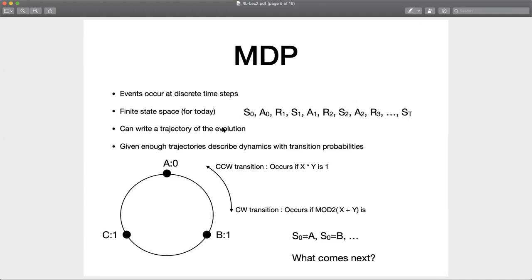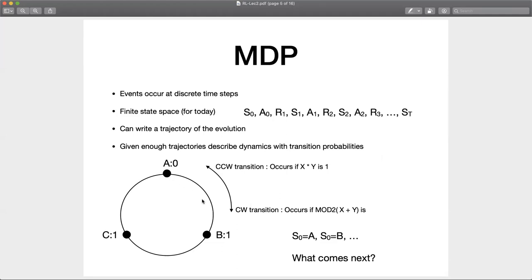And if I were to have enough trajectories, then I can describe some kind of dynamics with transition probabilities. Like when I was in state 0, I made a transition to state 1 with some kind of probability. You just count up the number of times you did it. So here's a little example.